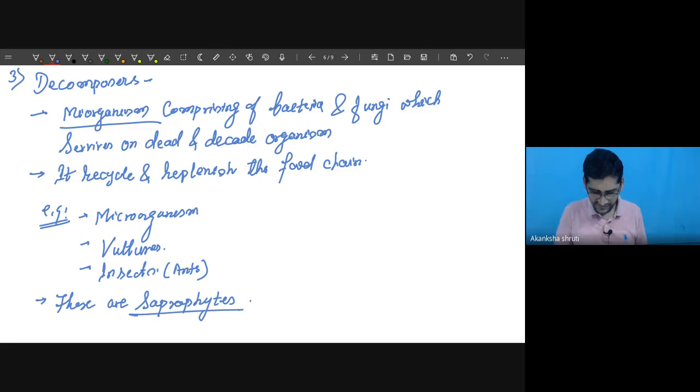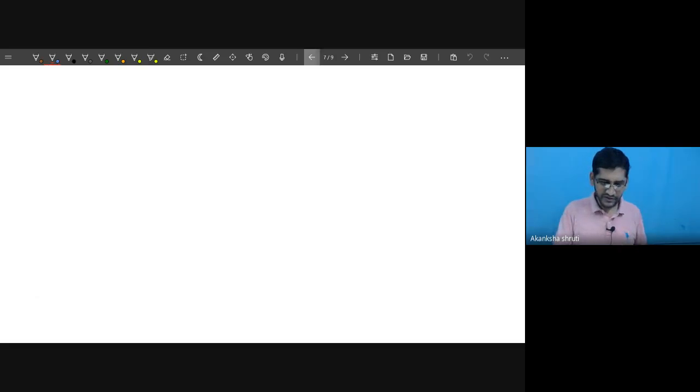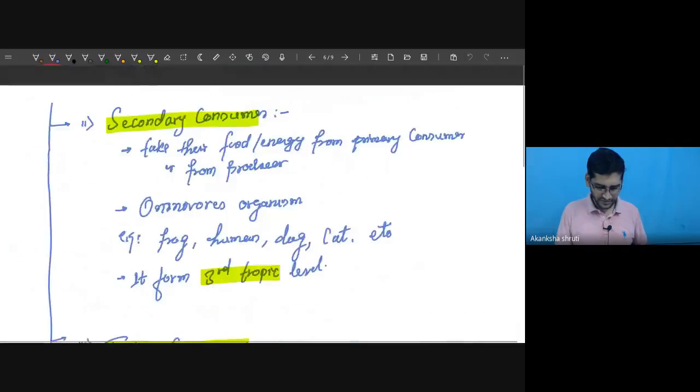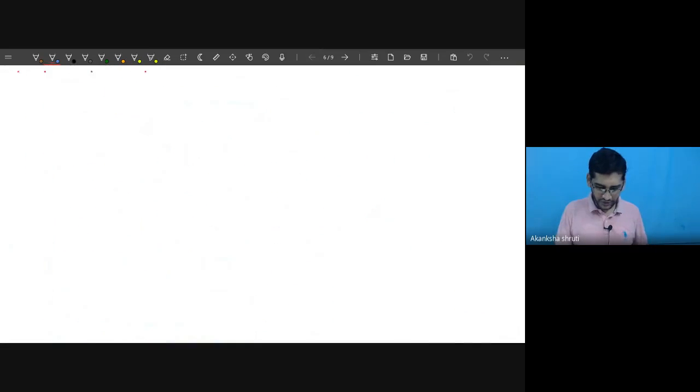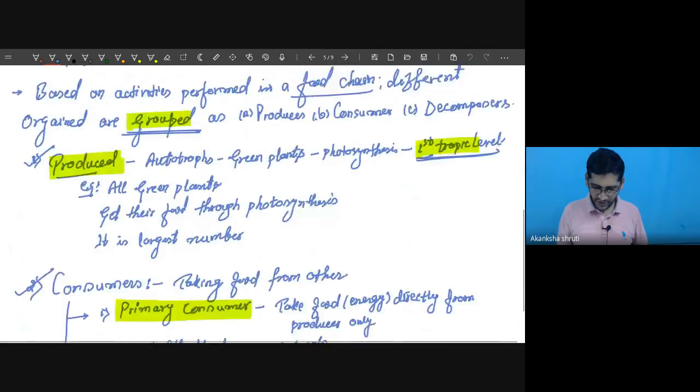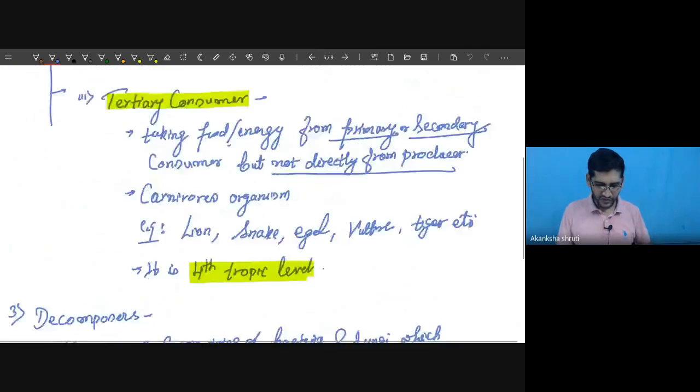Saprophytes. Okay, no? So it may be a microorganism or maybe a bigger organism also. So the ultimate objective is to replenish this. This way, in any ecosystem, what we have learned is that in any ecosystem, we surely need these four things. What are these?